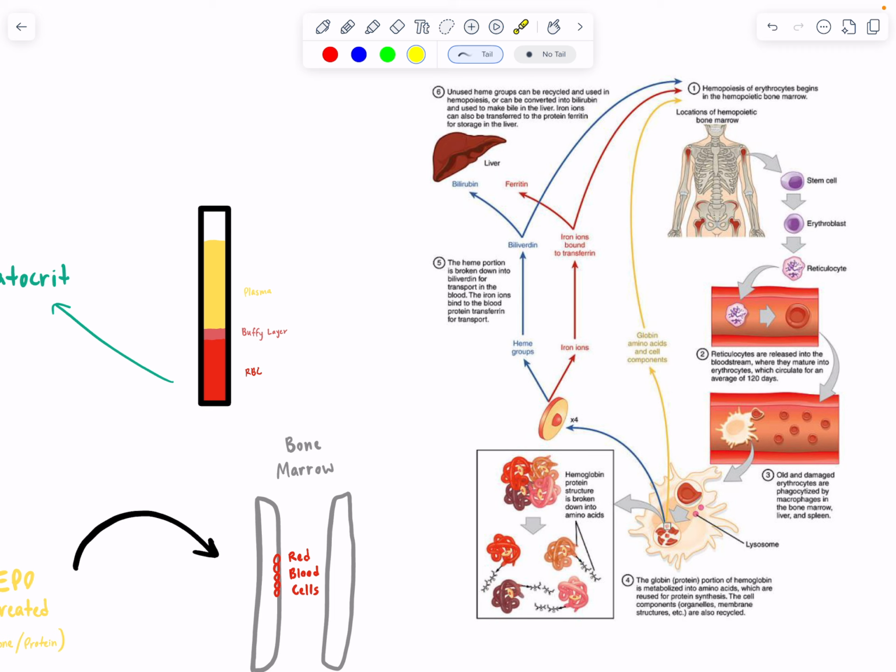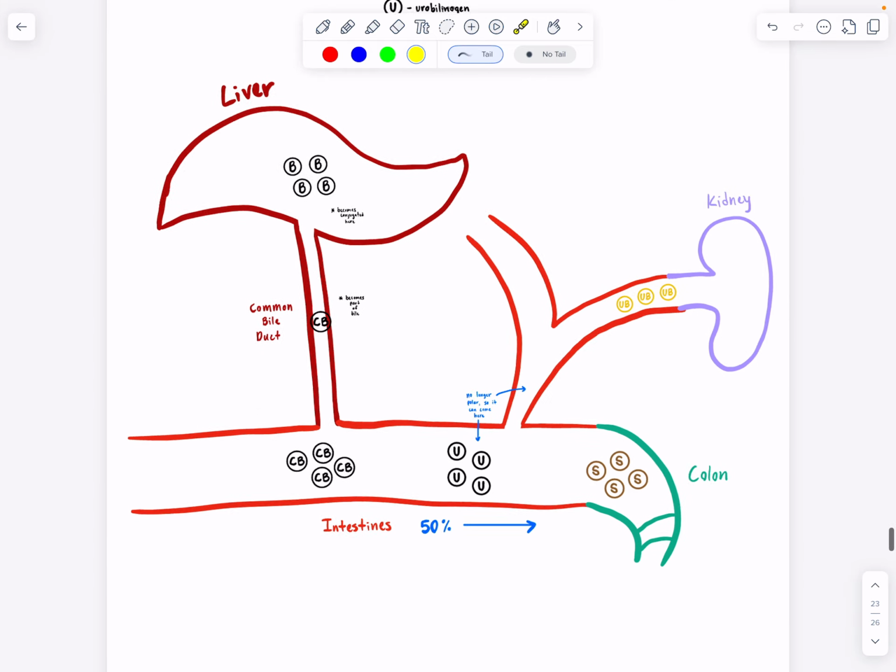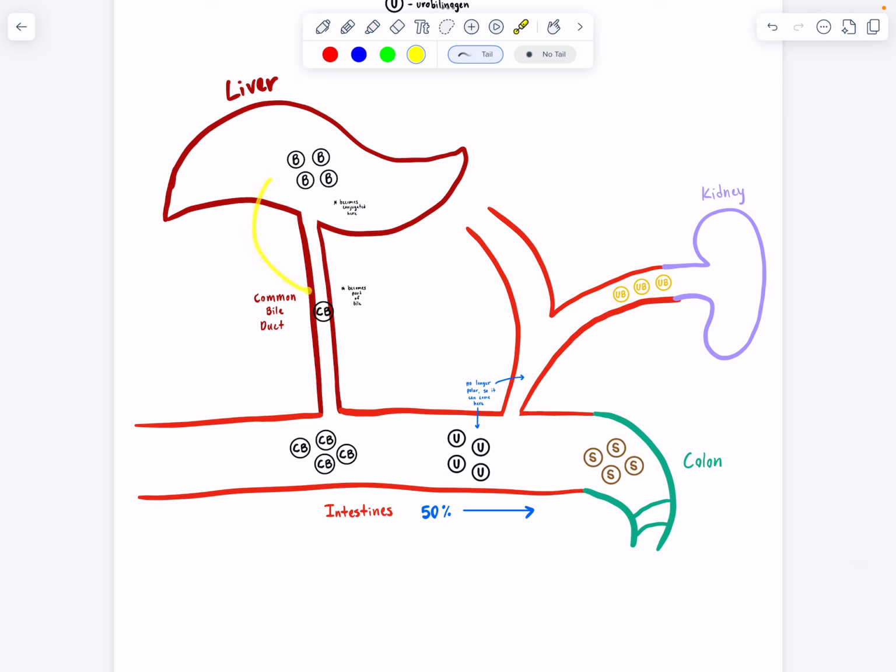So the heme group will be broken down, and it will get converted into biliverdin, and then biliverdin will get converted into bilirubin, which will be in the liver. And then I don't think I need to talk about this too much, but basically bilirubin gets converted into conjugated bilirubin, goes into the bile, that goes into the intestines, and then it gets changed into urobilinogen.